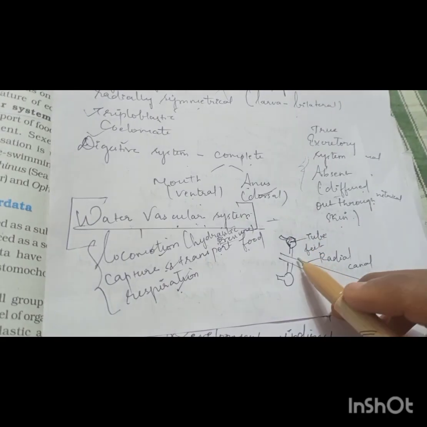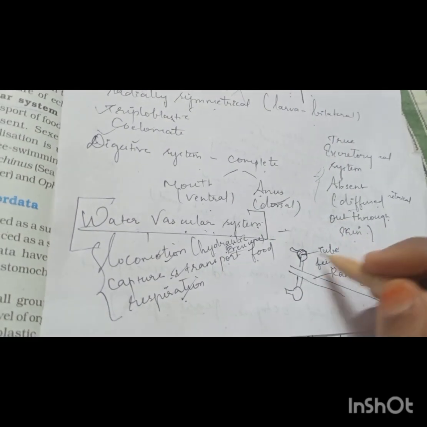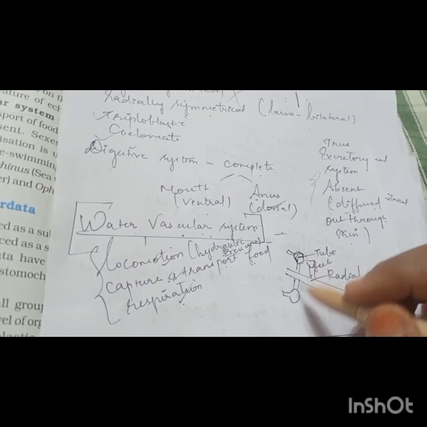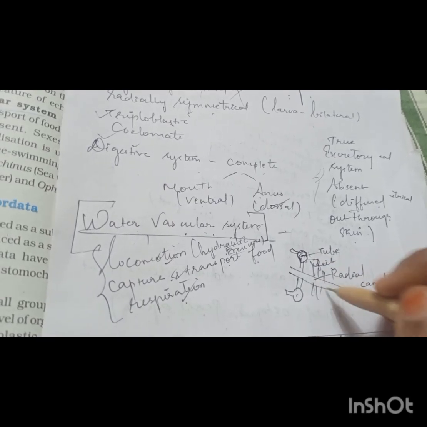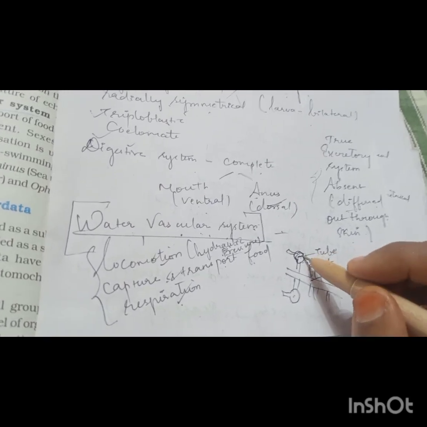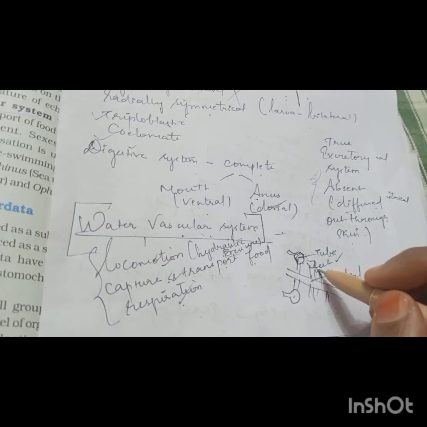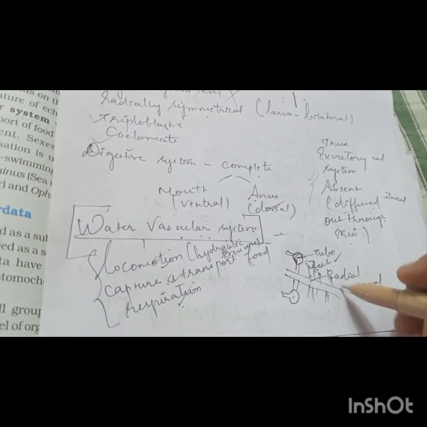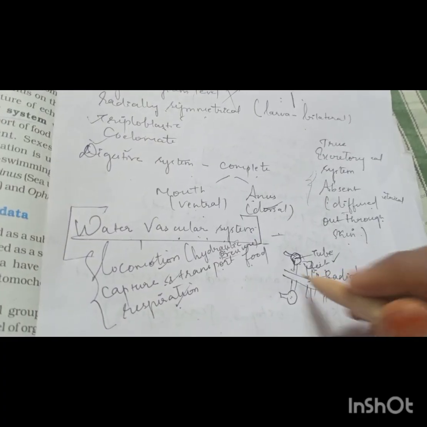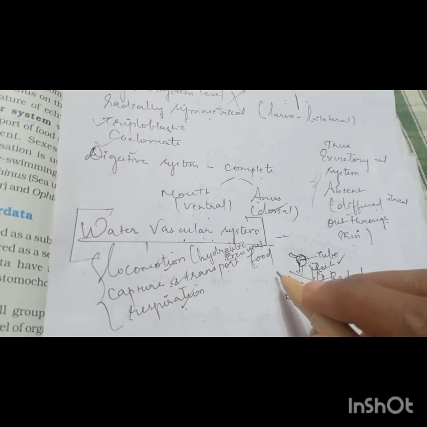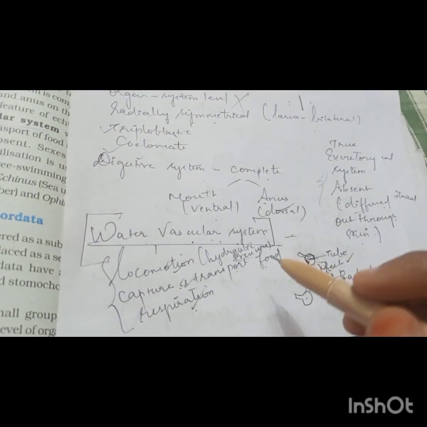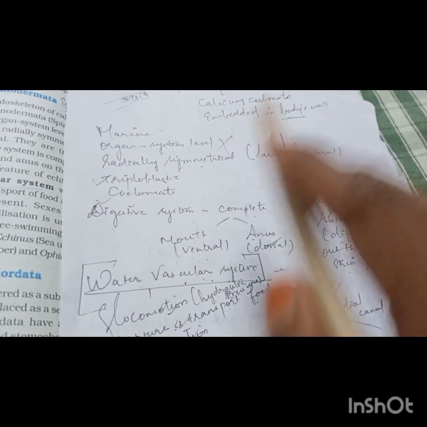A water vascular system, when you draw it, will look like this. Throughout the body the structure will be there; I have drawn only two. This is actually the tube feet. It also aids in disposal of excretory waste, and it is laid on the radial canal. We don't have to go in depth for that. Now let's see only the important things.